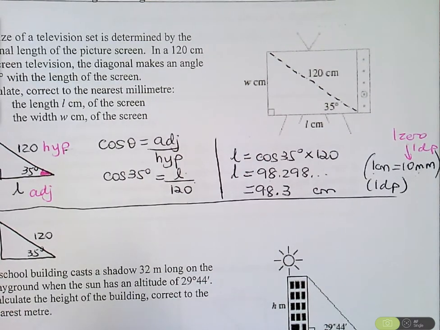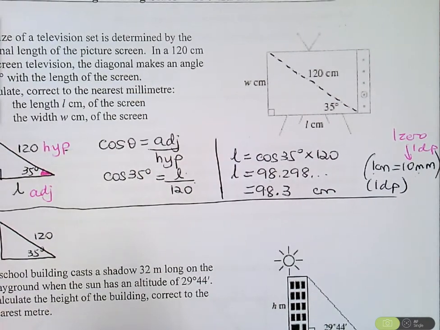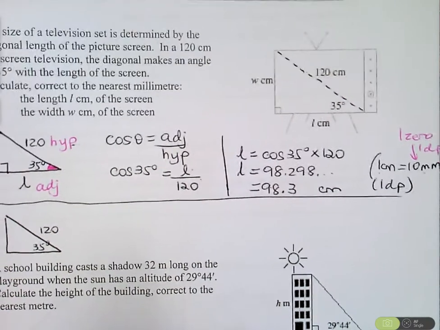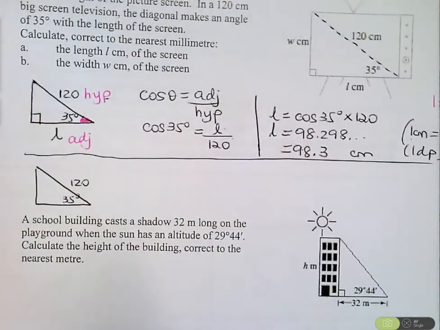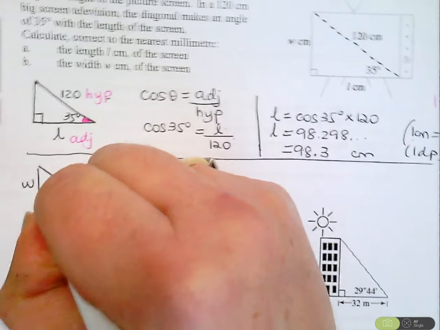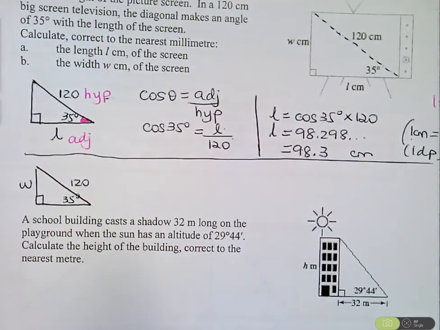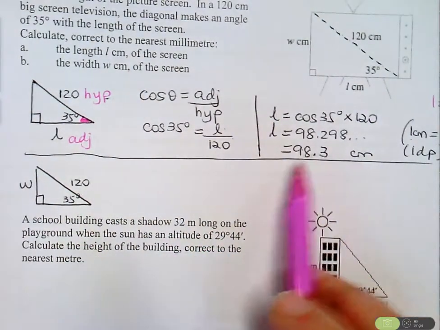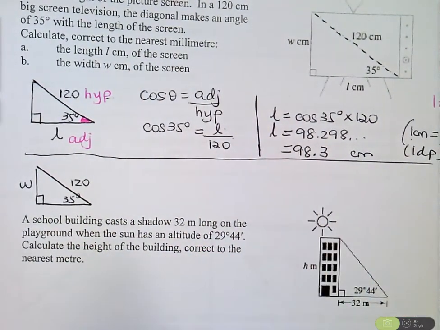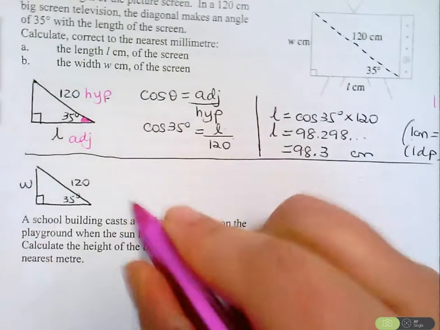Now you have to find the width as well. Do not use the answer from the previous section. Can I move back? Right, to find W, do not use the L. You can start again. So to find W, don't use L because it's rounded off. You won't get an exact answer. So what are you going to use this time for W?